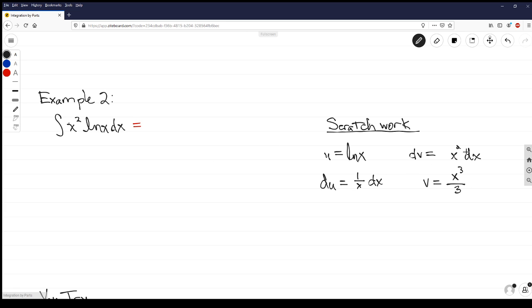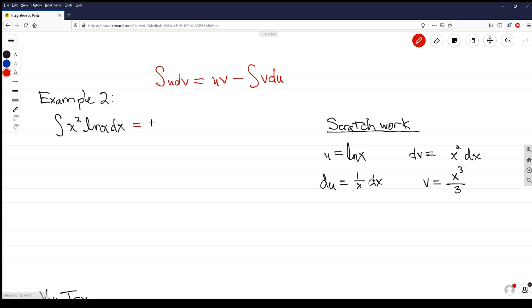Alright, so I have integrated my dv, and I have differentiated my u, and now I'm going to come over here, and I'm going to follow the formula. And the formula goes, the integral of u dv equals u v minus the integral of v times du. It's not quite voodoo there after that integral sign.